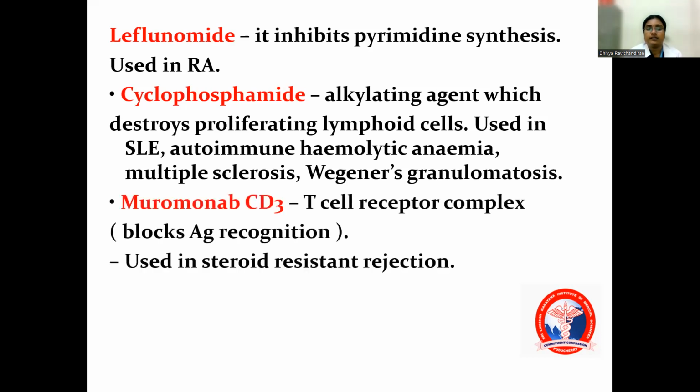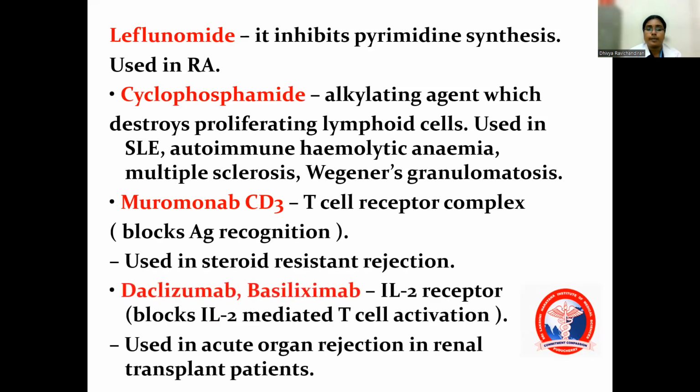Muromonab-CD3 targets the T cell receptor complex, blocks antigen recognition, and is used in steroid-resistant rejection. Daclizumab and basiliximab are interleukin receptor blockers, which block T cell activation. They are used in acute organ rejection in renal transplant patients.